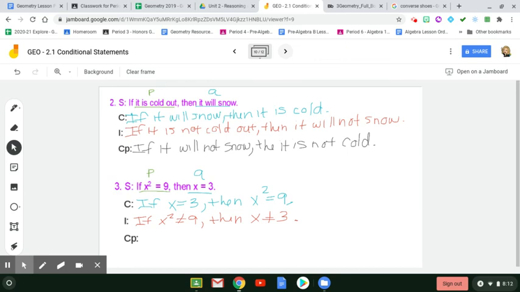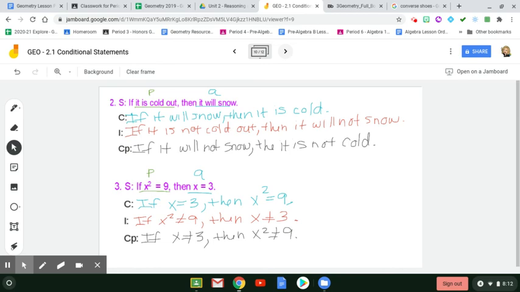All right, let's go with the contrapositive. So that means we're going to go up to the flip-flop, the converse, right? Where you flip-flop everything around, and then you're going to negate it. So here we go. If x doesn't equal 3, then x squared doesn't equal 9. Alrighty. So again, you can see the difference. Some of the statements are true, some of the statements are false.